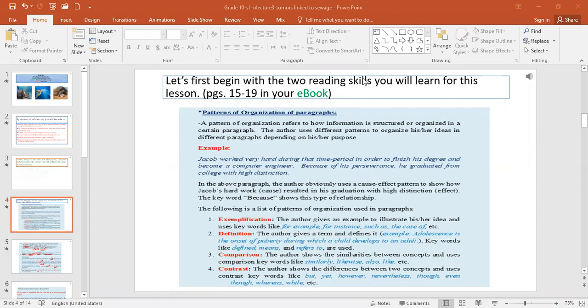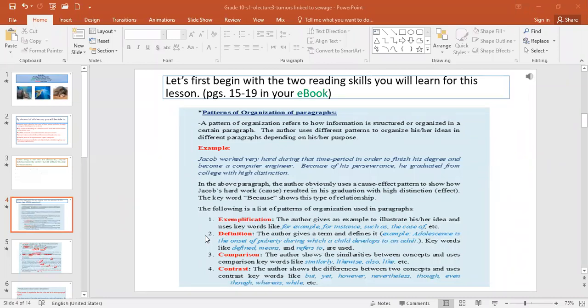The author gives an example to illustrate his or her idea and uses keywords like for example, for instance, such as, in the case of, etc. In a given paragraph, the author would say herpes virus causes tumors in sea turtles. For example, the turtles in the Hawaiian Sea have a high rate of cancer. So the author said, for example. What pattern is he using? Exemplification, giving an example to illustrate his or her idea, okay?